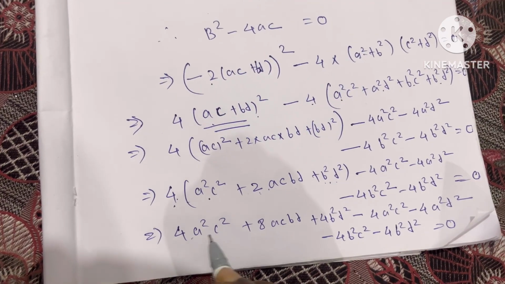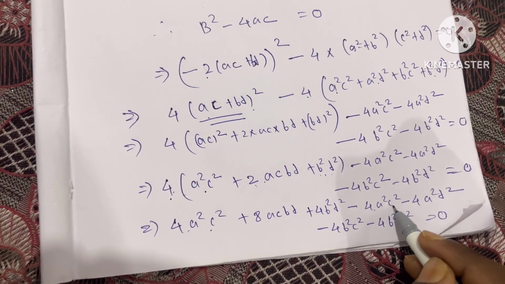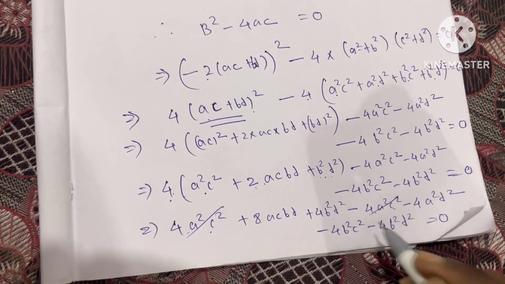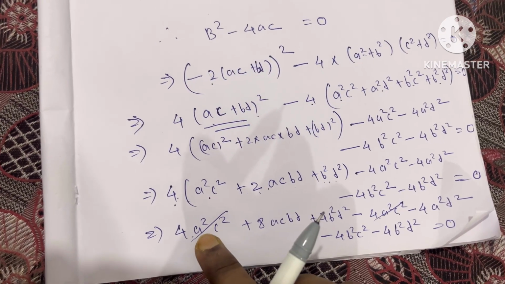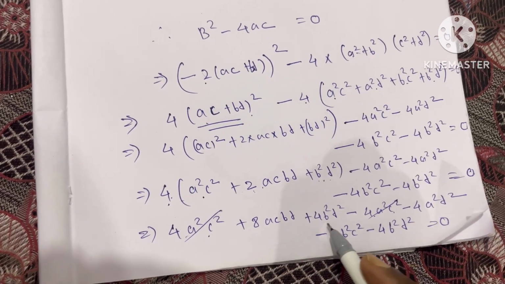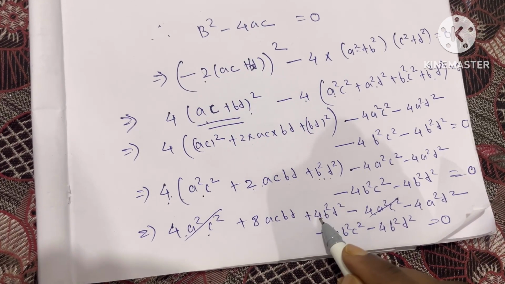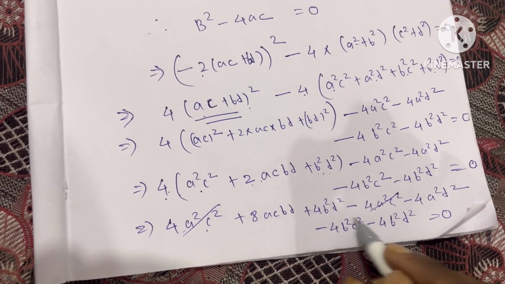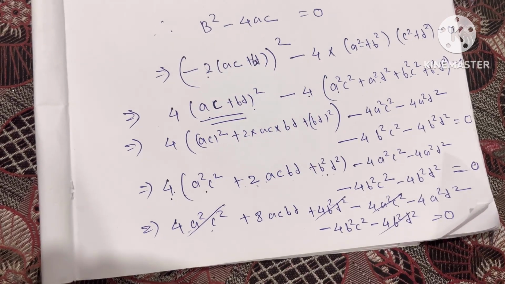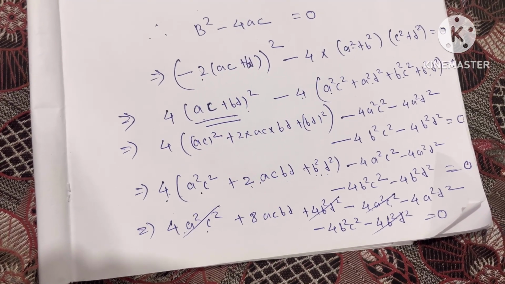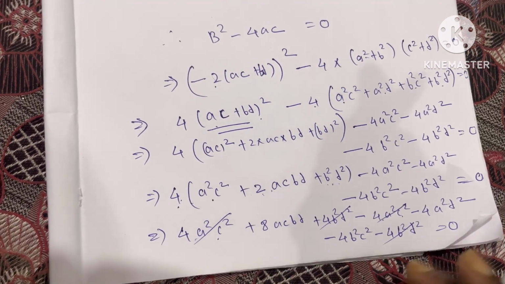Now you see 4a square c square, and here also 4a square c square, so they cancel, because this is plus and this is minus. So 4b square d square, and this is also 4b square d square, this is plus, this is minus, so again you can cancel. Yes or no? So after cancelling you got 8abcd.